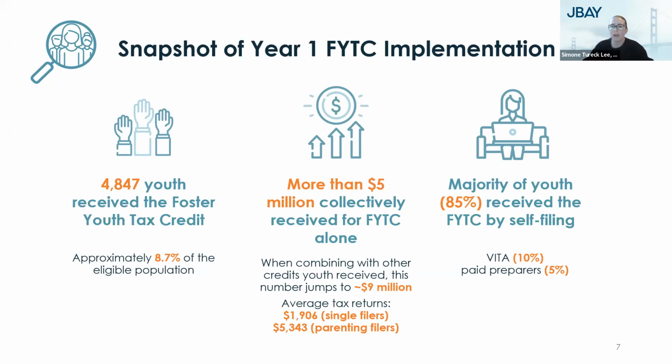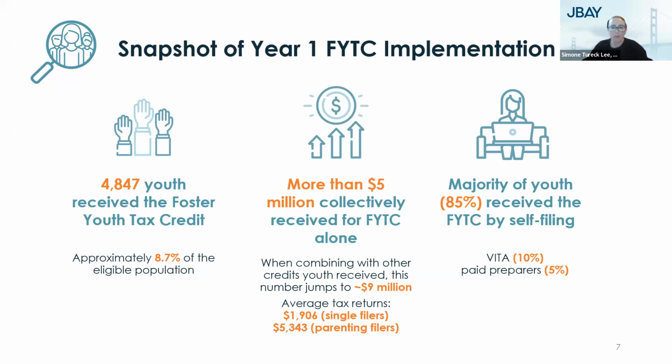And then 10% filed at what's called a VITA site. We'll talk more about VITA sites later, but they're essentially volunteer income tax assistance sites, where you're getting one-on-one assistance from a tax preparer for free. And then 5% used paid preparers. Same concept, but you pay for it. We'll also say this with a caveat that more youth likely used paid preparers and just may not have received the credit. We'll explain that a little more later.